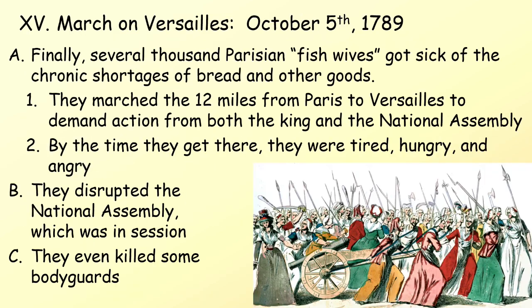The March on Versailles, October 5th, 1789. Finally, several thousand Parisian fishwives got sick of the chronic shortages of bread and other goods. And fishwives were commoner women who sold all kinds of items on the street, not just fish. They marched the 12 miles from Paris to Versailles to demand action from both the king and the National Assembly. And by the time they got there, they were tired, hungry, and angry. They disrupted the National Assembly, which was in session at the time, and they even killed some bodyguards.